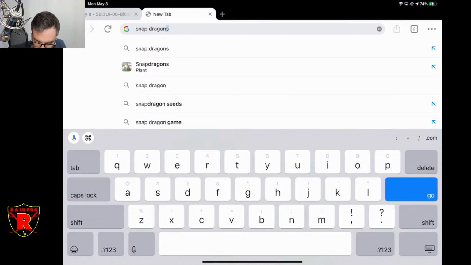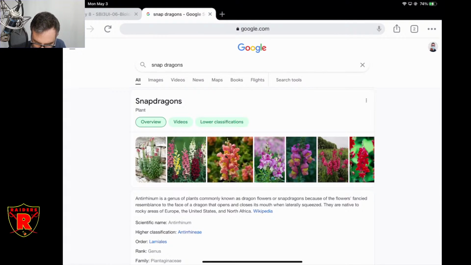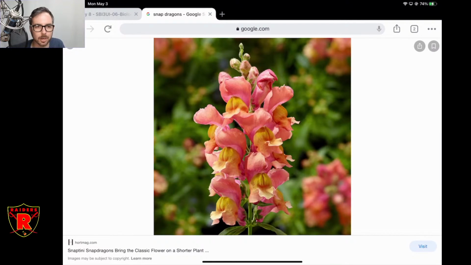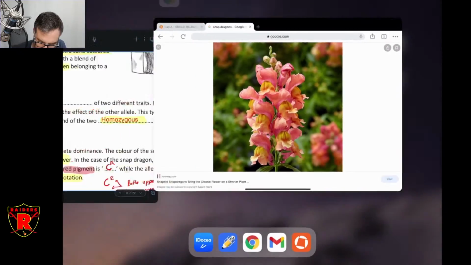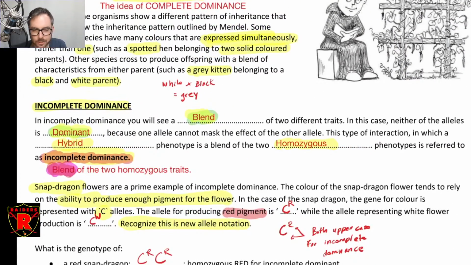There's a chapter on this in the textbook that has pictures as well, if you're not sure. They're this type of flower right here. Okay, that's a snapdragon. Pretty. Okay, so the colors of snapdragons tend to exhibit incomplete dominance. I'm going to talk about two different pigments that are regularly found in snapdragons.